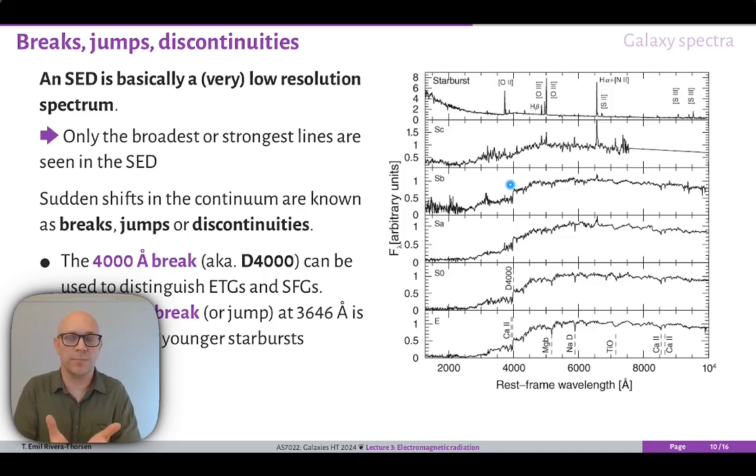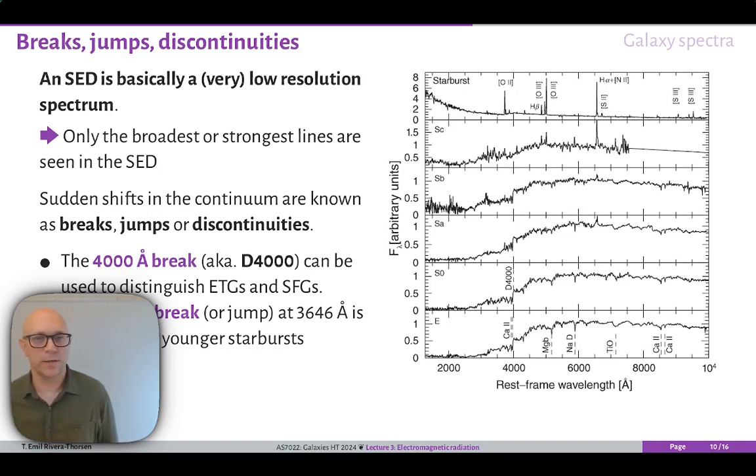By convention, we call it a break, as here, where it is fainter on the blue, lower wavelength side and stronger on the red, higher wavelength side. But that's just a convention. And when it's the opposite way around, we call it a jump. So there is the 4,000 angstrom break, which is often observed in early type galaxies. It can also be observed in some star-forming galaxies, but it's usually way less pronounced. And in very strongly star-forming galaxies, it is not observed.